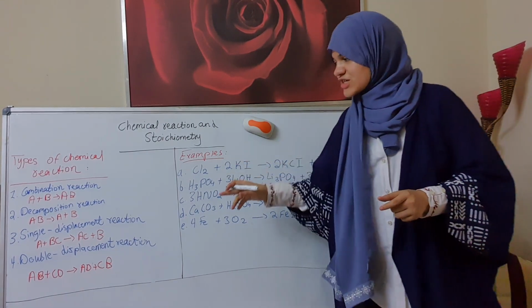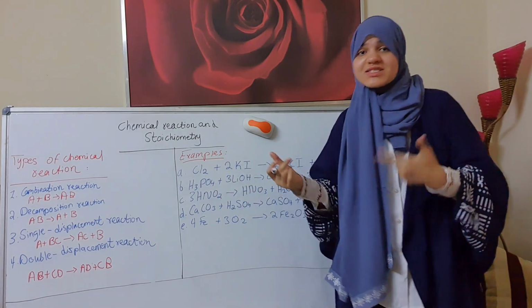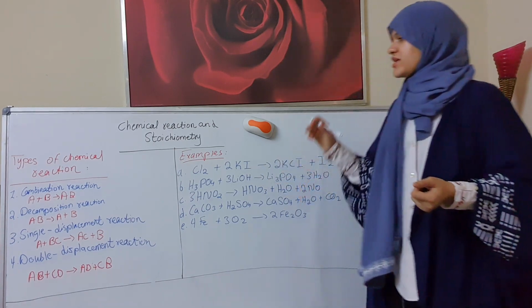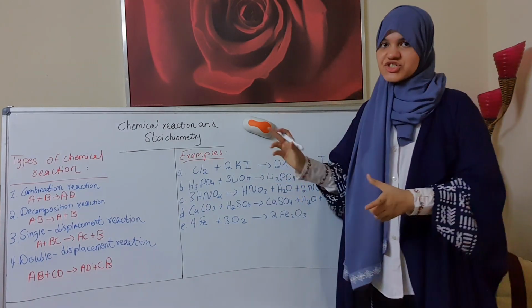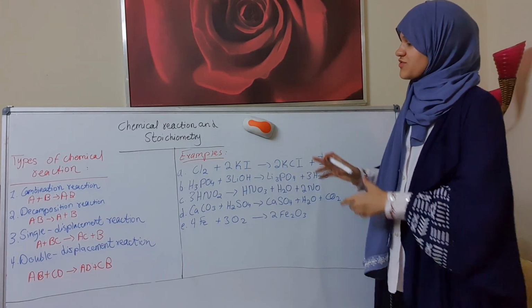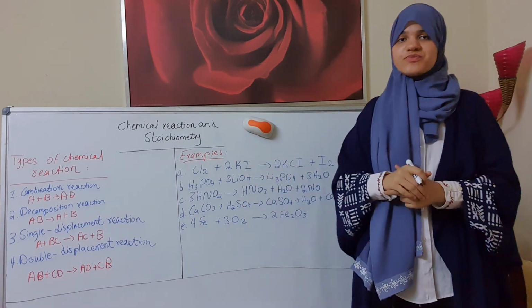Double displacement reaction, which is the fourth reaction, is AB plus CD giving us AD plus CB. Now, from these reactions, we have some examples. We'll identify whether they are one of these reactions or not.